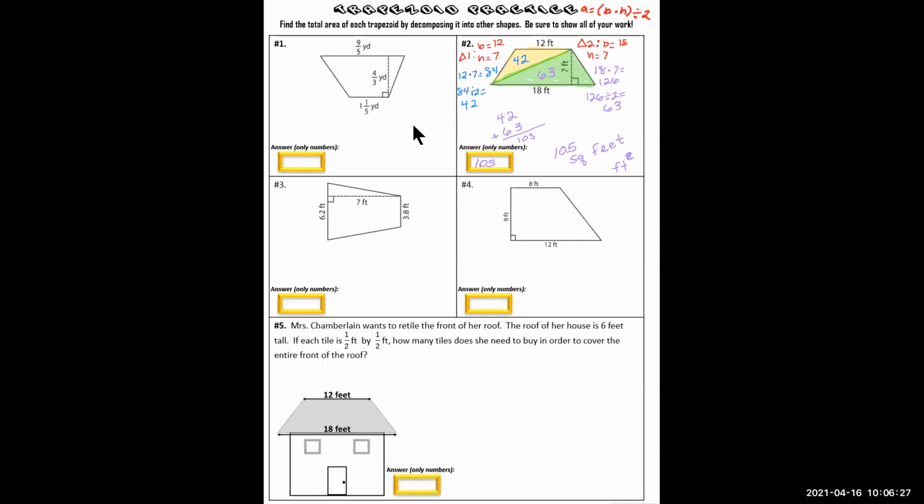All right, let's look at number three. All right, so I see the two parallel bases, right? These slanted sides can't be bases for a trapezoid, because those aren't parallel lines. So I see I have two parallel bases. So what I'm gonna do, I'm gonna start from the corner of one of the bases. And I'm gonna draw a line to the opposite corner of the base to form two triangles.